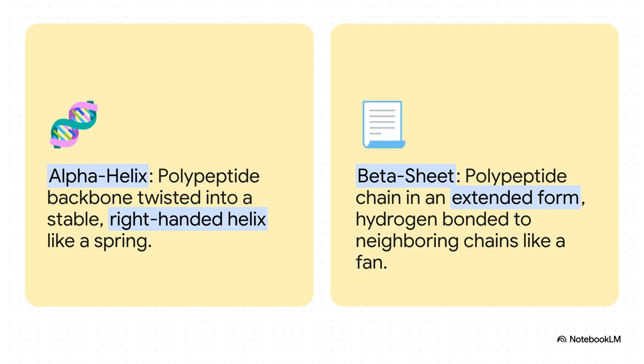Let's just zoom in on that secondary structure for a second. The two most common shapes you'll see are the alpha helix, which is like a tight coil or a spring, and the beta sheet, which looks more like a paper fan that's been folded back and forth. And what holds them together? It's those hydrogen bonds we talked about, forming all along the backbone of the chain.